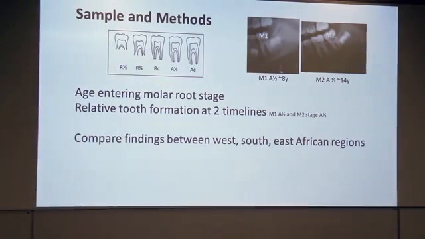Another way of looking at it is to look at a timeline and look at relative tooth formation. So I've got 2 radiographs there. The one on the left is when the first molar, the root, is almost complete. It's the penultimate tooth stage. The apex is half closed. That's around about the age of 8. So I've selected the radiographs at that stage and looked at the third molar. Another timeline is when the second molar is almost complete. That's around about 14. So we are comparing findings from the 2 West African groups, the South Africans, and then the 2 Eastern African groups.